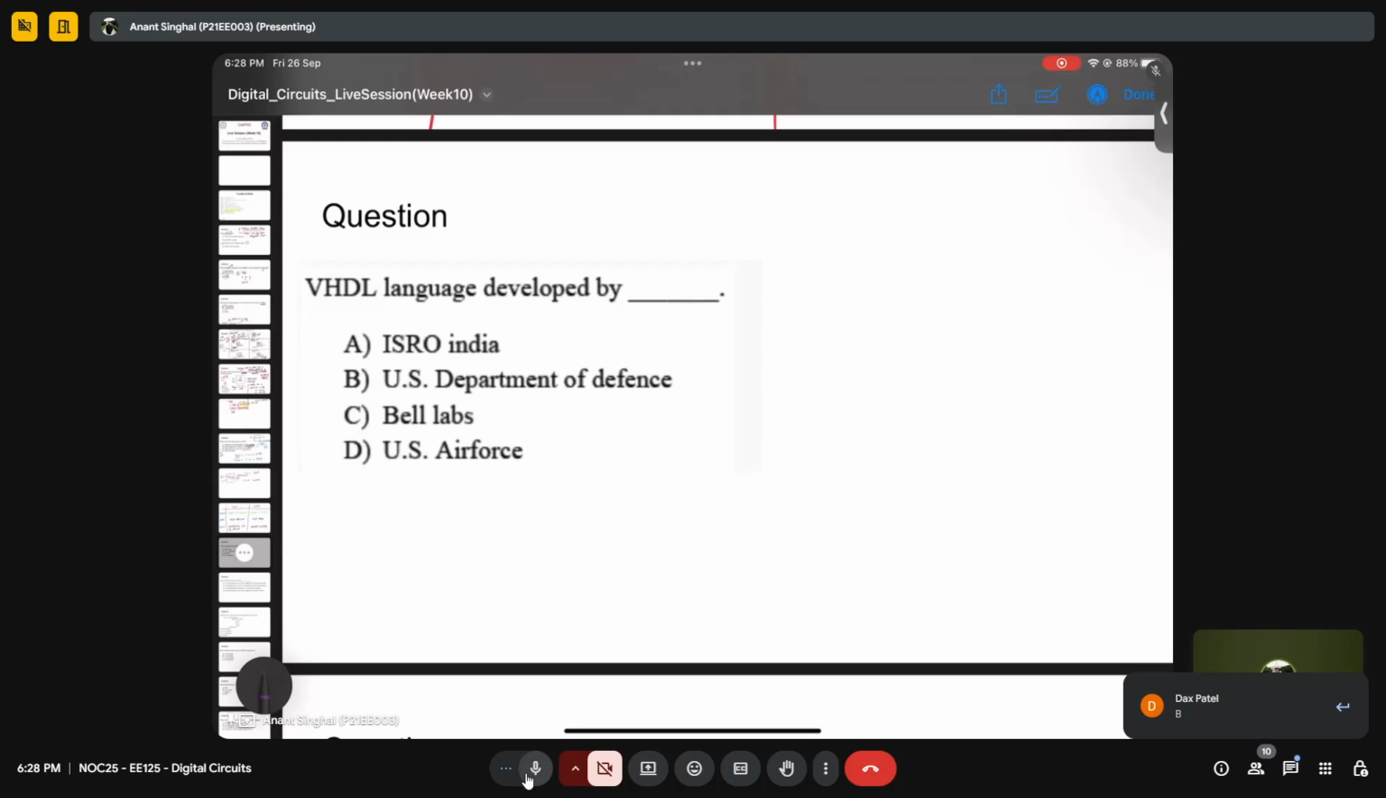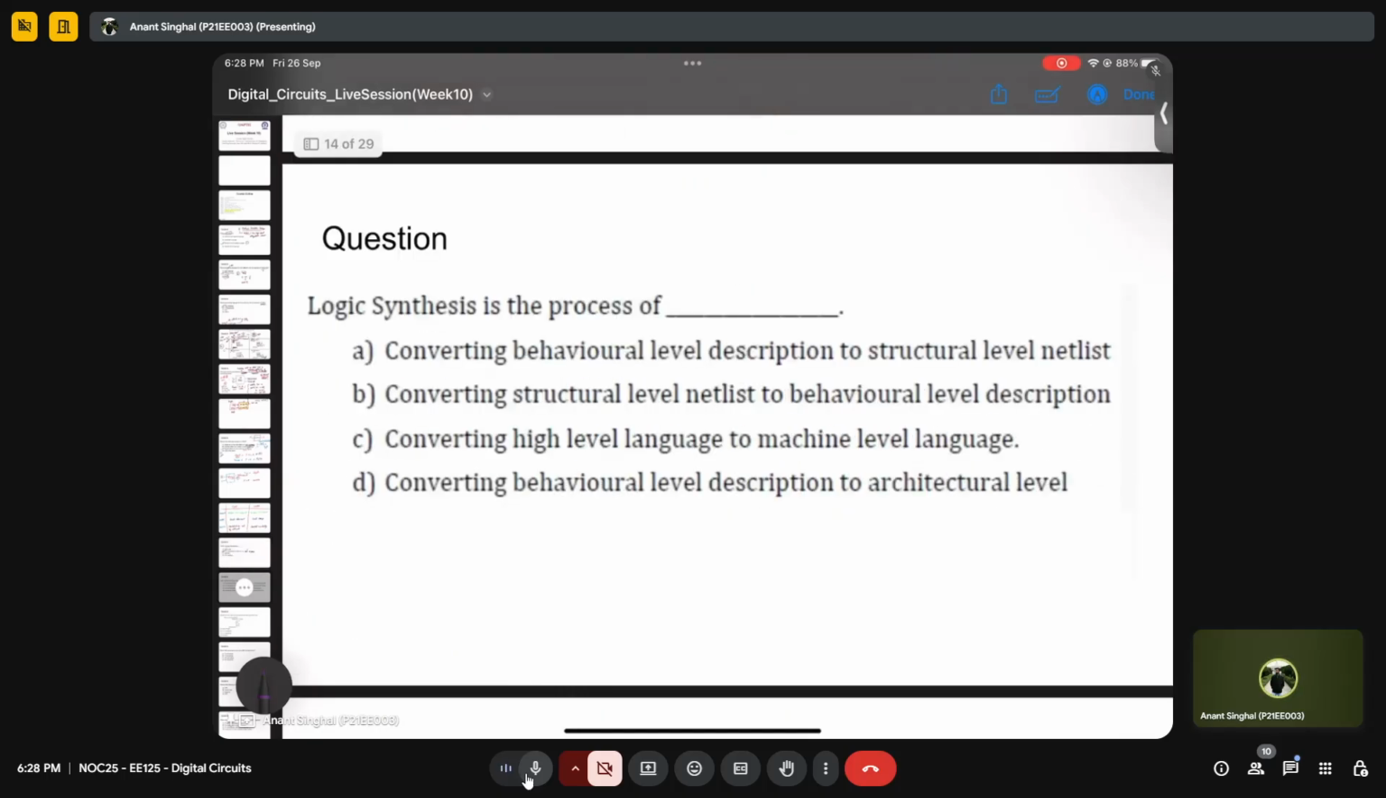Yeah, so the correct answer is option B. The VHDL language was actually developed by the US Department of Defense, and it is based on the Ada language, as I have already told you in the first or second problem, which is named after a scientist. This was a straightforward question, so I think we can move ahead.